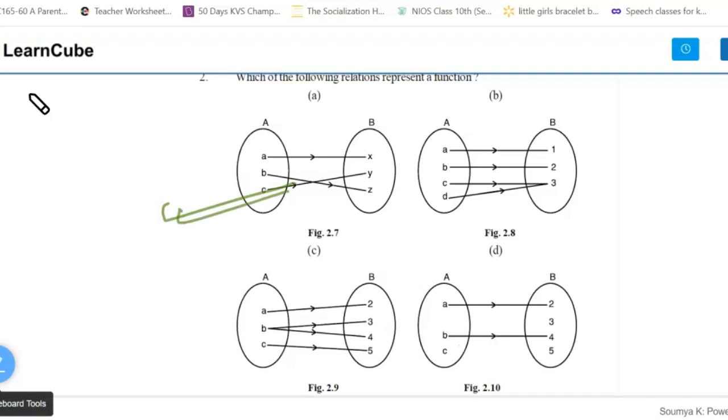Next one is A, B, C, D. Here if you see, it follows the definition of a function. Inputs are unique and different and each has only one image in B. So A to 1, B to 2, C to 3 and D to 3 again. Because of that reason, it is a function. So this is also a function.